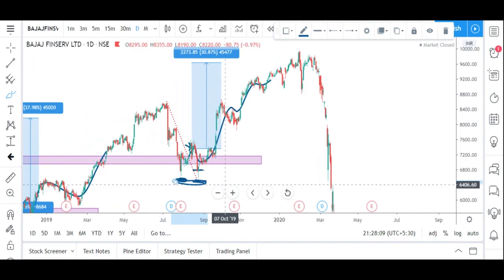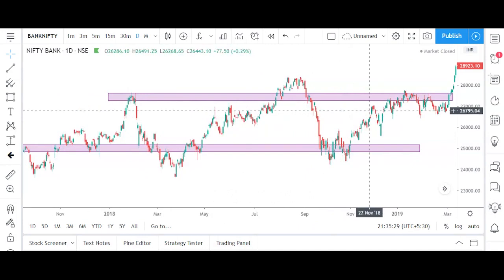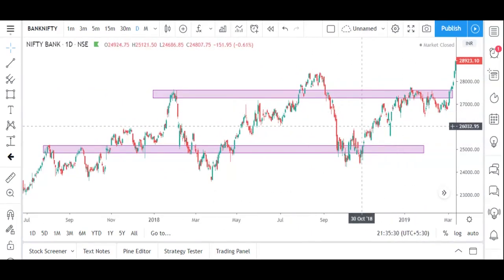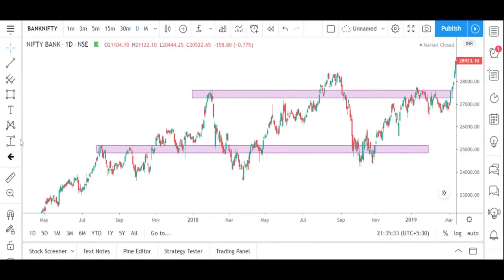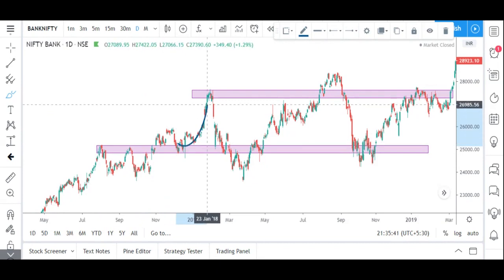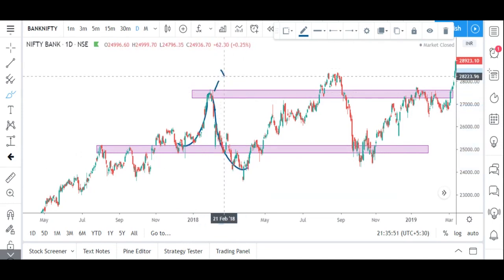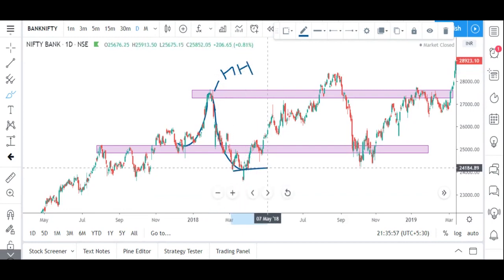This is the power of swing trading, guys. Now we'll see this on the Bank Nifty chart. If you can see here, the stock has come out of its support, and here the price has broken. This breaking point is the resistance. Then it takes a pullback. So this is our higher high, and this is our higher low.